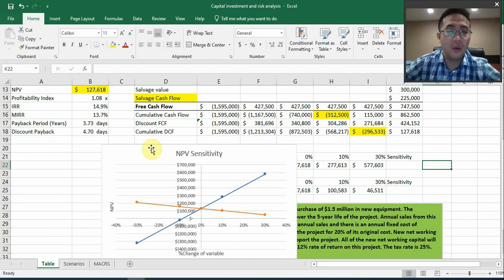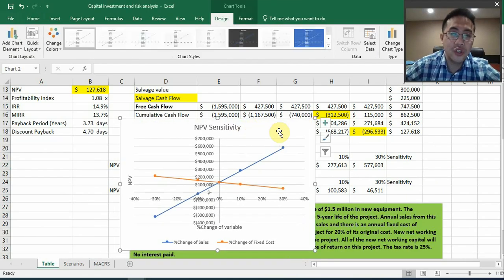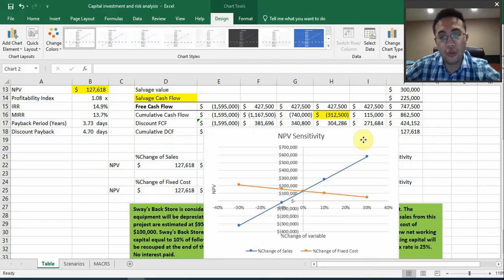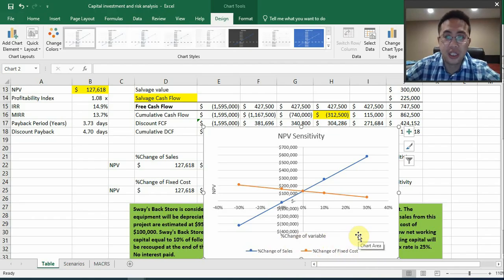And what's the point? By comparing these two variables in this sensitivity chart, we will know which variable is more important in terms of influencing the NPV. As you can see, the slope of the blue line is steeper. So for the same amount of percentage change of the variable of sales, the NPV would change by more. NPV is more sensitive to the change of sales than to the change of fixed cost.